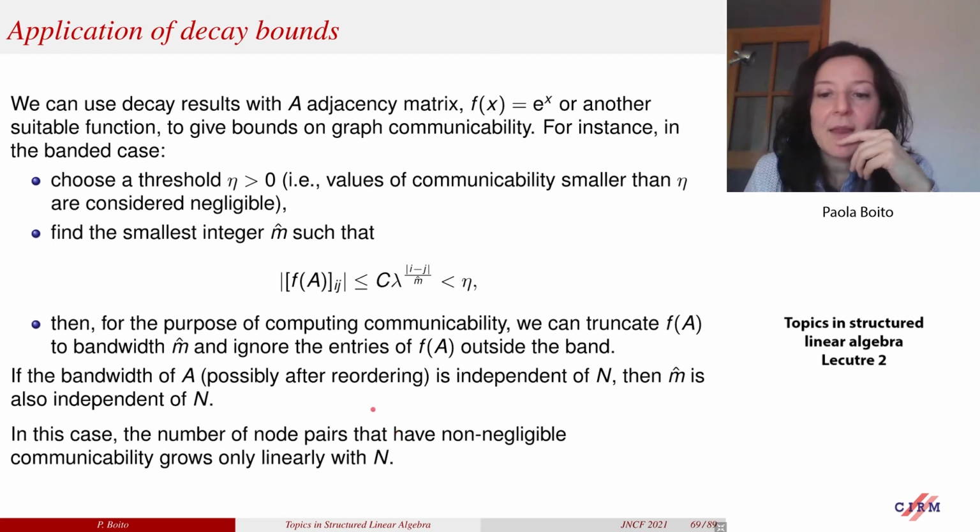Okay. So if the bandwidth of A is independent of the size, and we have suitable spectral properties for our matrices, then the bandwidth of the truncated version is also independent of n. So in this case, the number of node pairs with non-negligible communicability grows linearly with n.